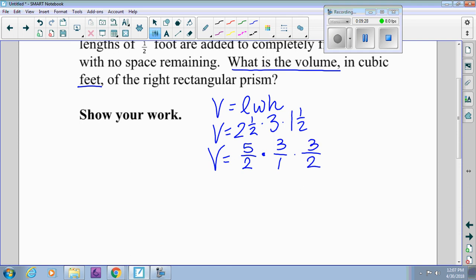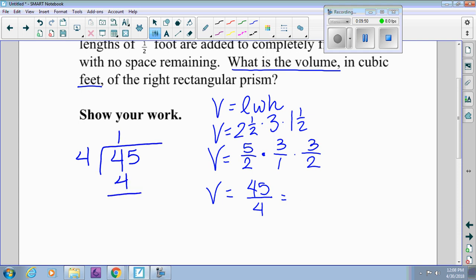Then your next step is just to multiply straight across the top and the bottom. Let's see, we have 5 times 3 is 15, 15 times 3 is 45, and 2 times 1 is 2, 2 times 2 is 4. So when you do that, you then need to change it back into a mixed number. So I have 45 divided by 4. That's going to go in there. You're going to subtract and get 0, bring down your 5. That's going to go in once.